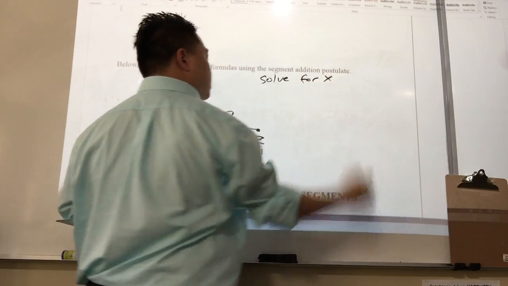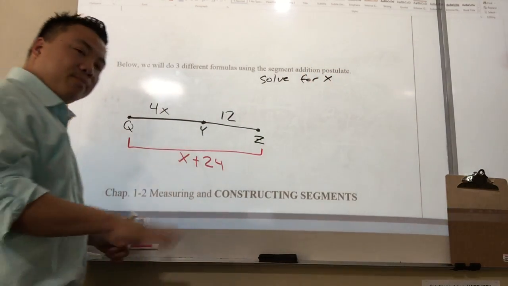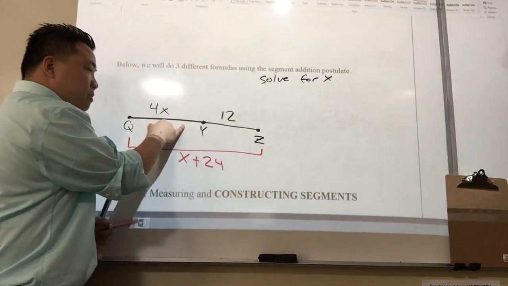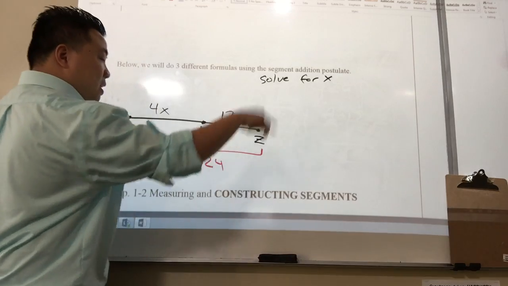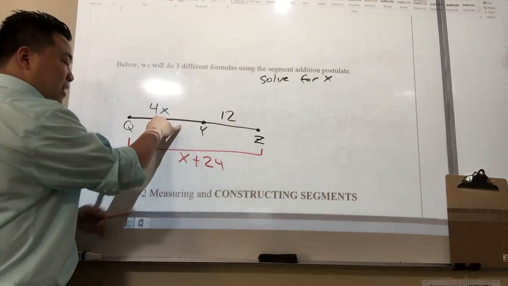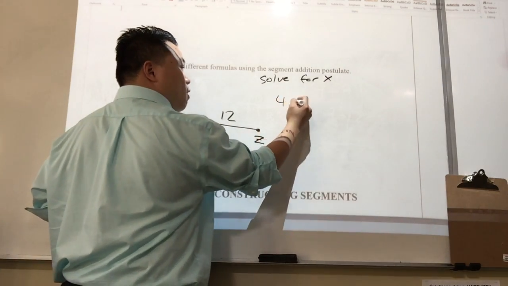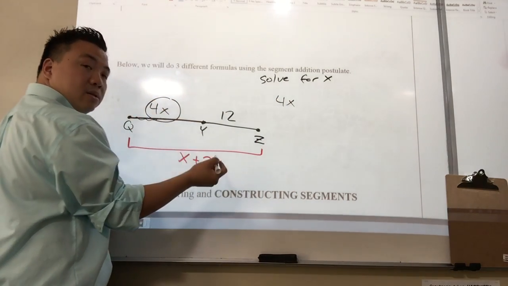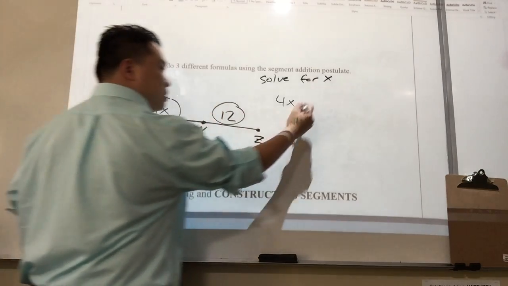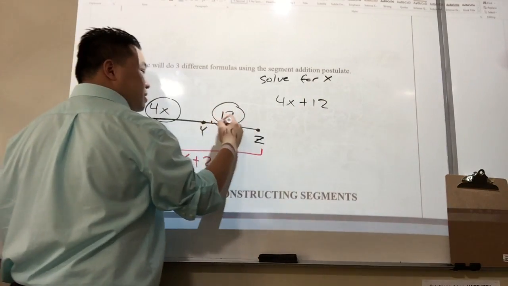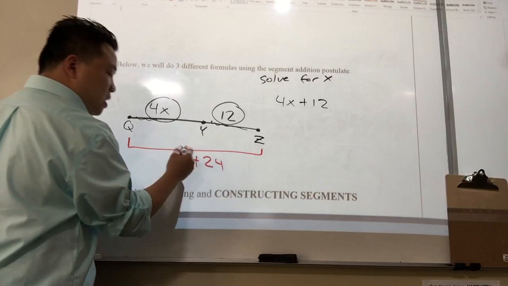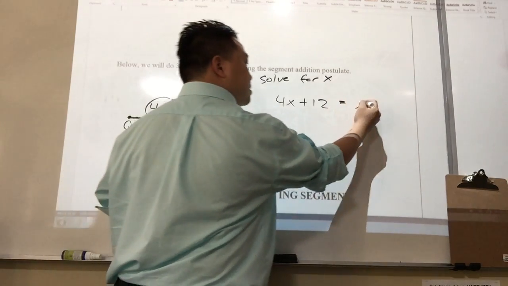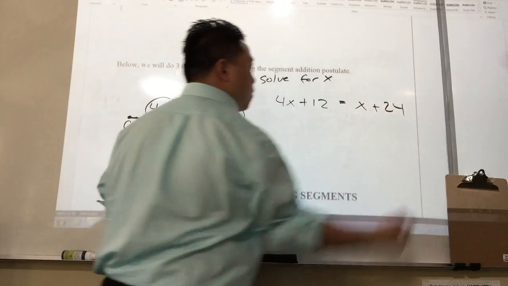Solve for x. Now, if you pay attention, the two small segments, so this segment plus this segment, equals the entire thing. So we're going to take this segment here, 4x. We're going to take this one, that's only this segment. Then we're going to take this segment and add them together. So that's this part here. And we're going to set it equal to the whole thing here, which equals x plus 24.